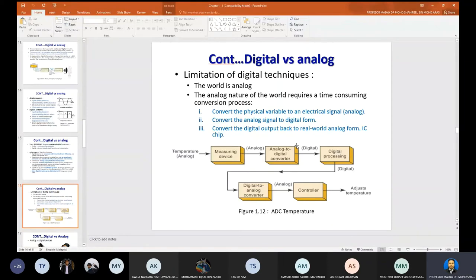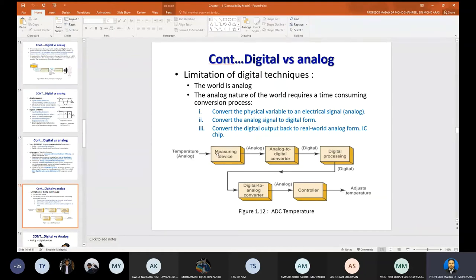And then another one is that it is time consuming. You can see this one. The analog nature of the world requires time to convert. For example, here you can see the block diagram. We have the temperature, which is analog. When we measure the analog, we can automatically get the output for analog. But when you want to convert into digital, you have another process, then you can display the temperature.